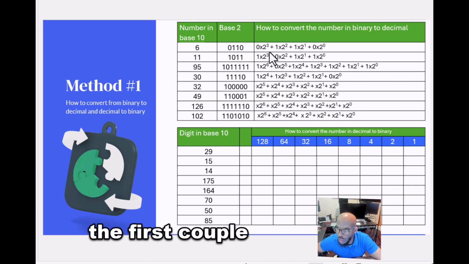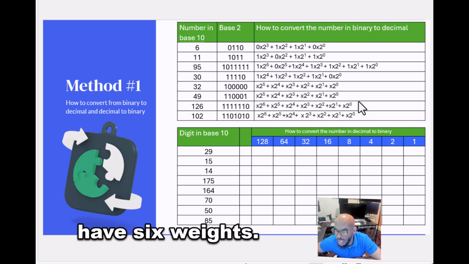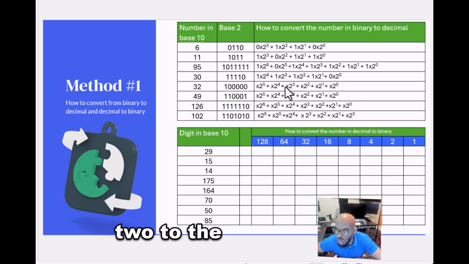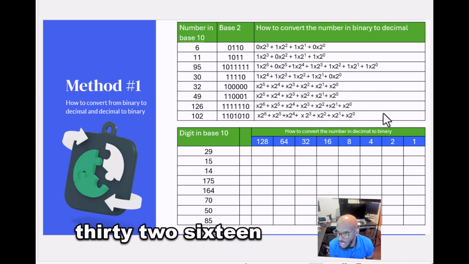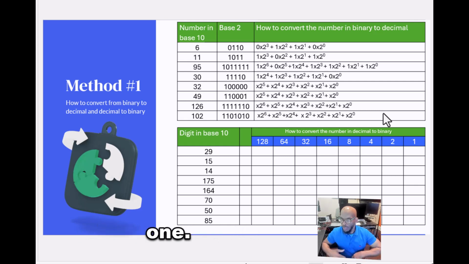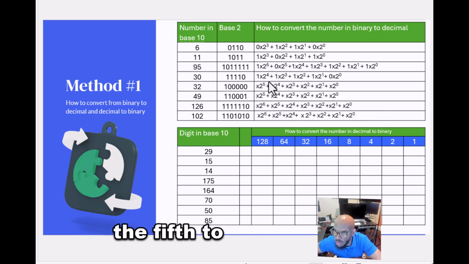So we did the first couple of them. Let's do this one right here. How many positions do we have? 1, 2, 3, 4, 5, 6. So we're going to have 6 weights. That's 2 to the 5th, 2 to the 4th, 2 to the 3rd, 2 to the 2nd, 2 to the 1st, 2 to the 0. Now you may hear me say 32, 16, 8, 4, 2, 1. That's just a quick way of saying 2 to the 5th, 2 to the 4th, 2 to the 3rd, 2 to the 2nd, 2 to the 1st, and 2 to the 0.